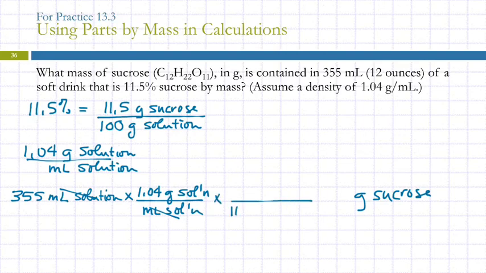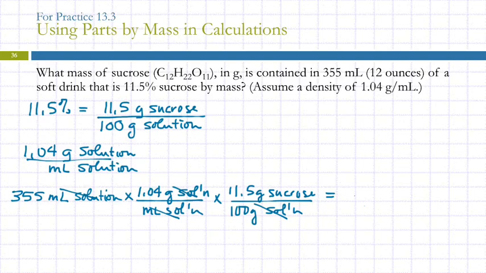So if I've got 100 grams of solution in the bottom and 11.5 grams of sucrose on the top, the grams of solution cancel out, and I'm left with grams of sucrose. So then I just have to do some multiplying and dividing. 355 times 1.04 times 11.5 divided by 100 equals.